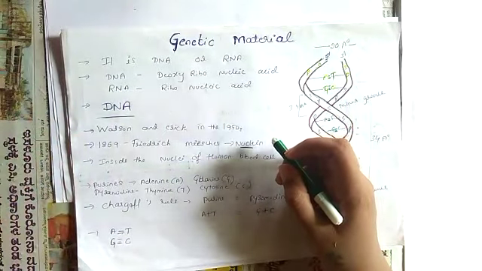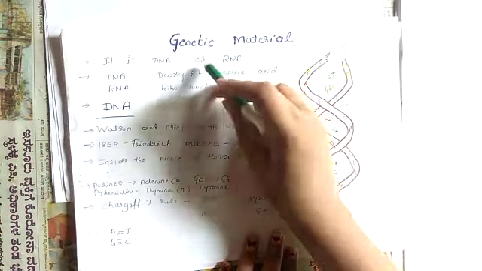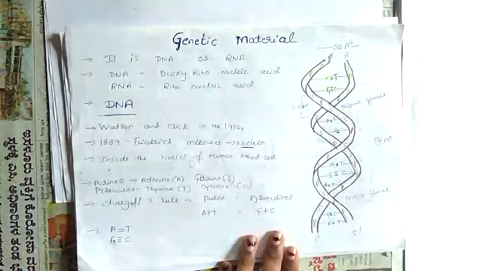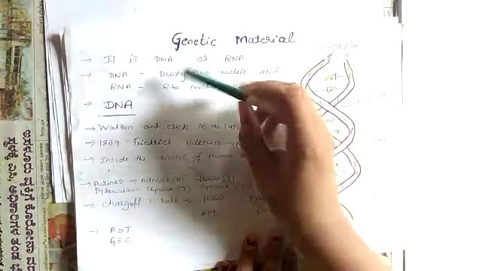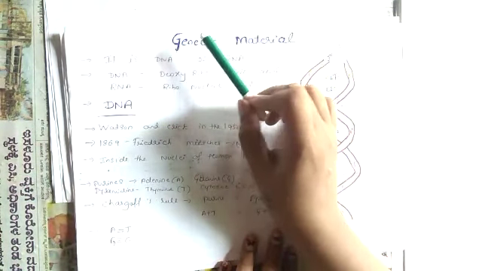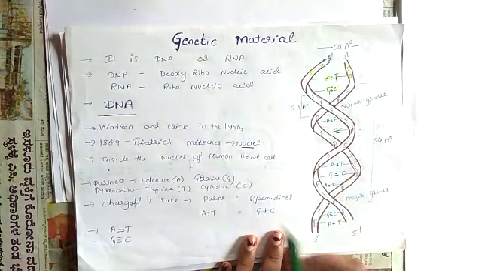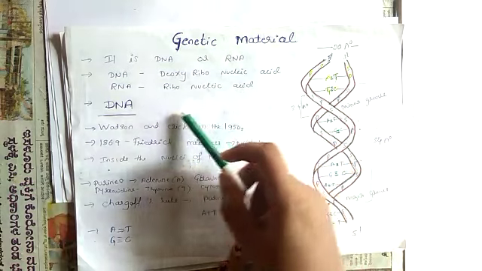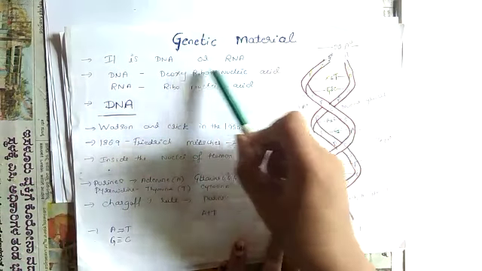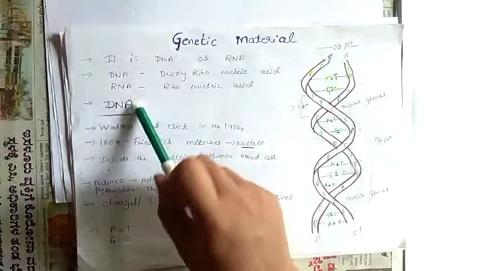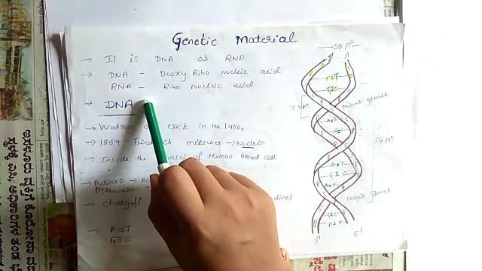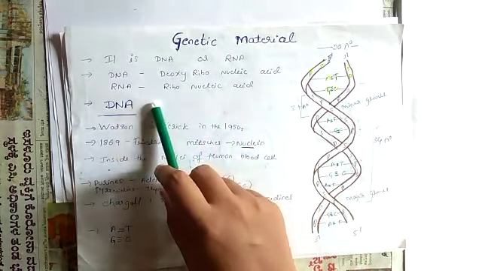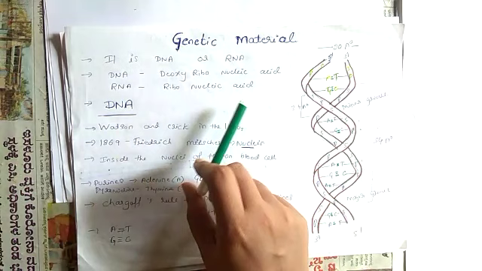Hello students, today's topic is about genetic material. So now what is this genetic material? Genes are the factors which can transfer from generation to generation. There are two types we can see here, DNA as well as RNA. DNA is deoxyribonucleic acid and RNA is ribonucleic acid.